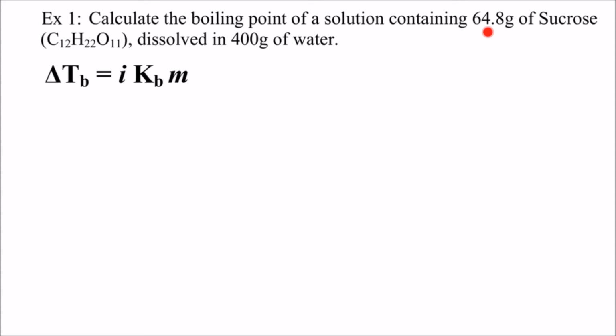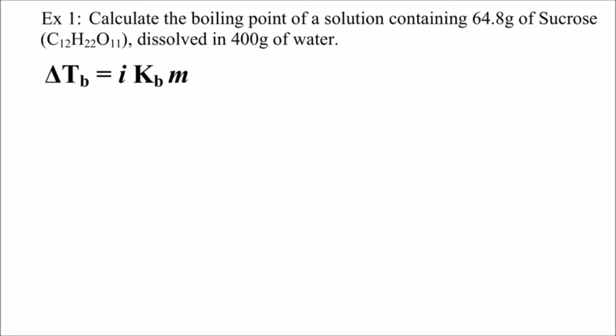Alright, they've given us the mass of the sucrose and the mass of the water, and we know that the sugar here is being dissolved into the water. So this is the solute and this is the solvent. I see that we have molal as one of the variables here, and they've given me enough information to solve for the molality of the solution.